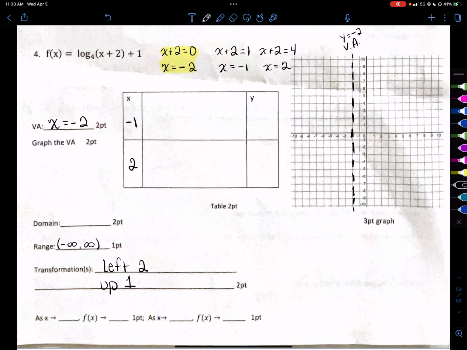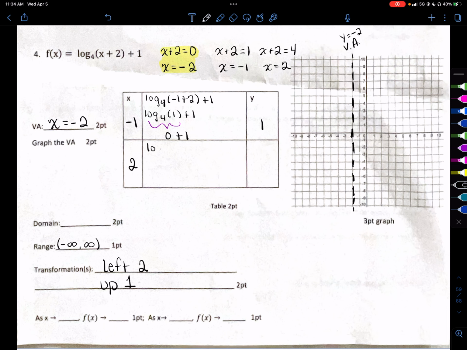Okay, plugging in negative 1 into our equation, I have log 4 of negative 1 plus 2, and then plus 1 for the k value. So that's log 4 of 1 plus 1. Log 4 of 1, anything to the power of 1 is always going to be 0. So I have 0 plus 1.